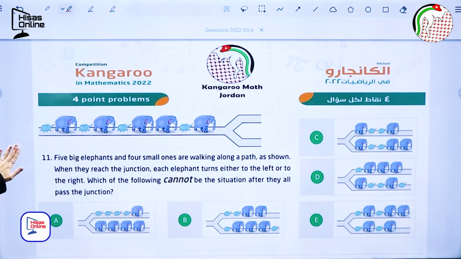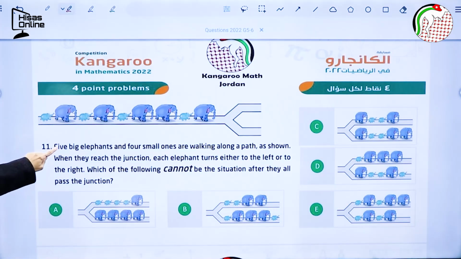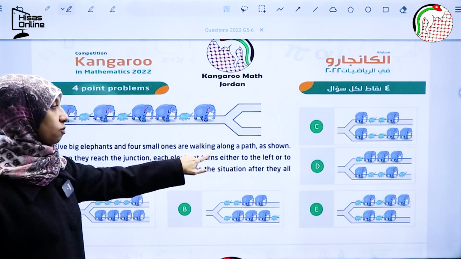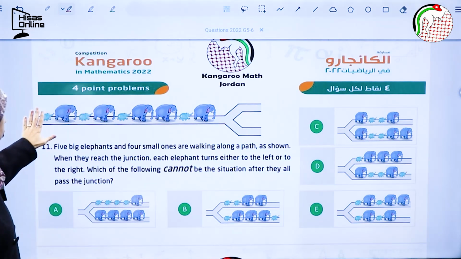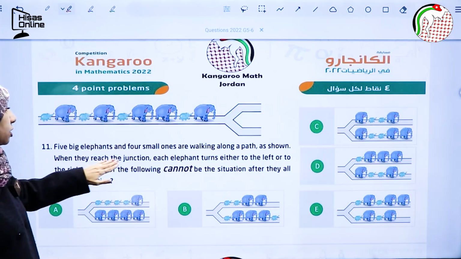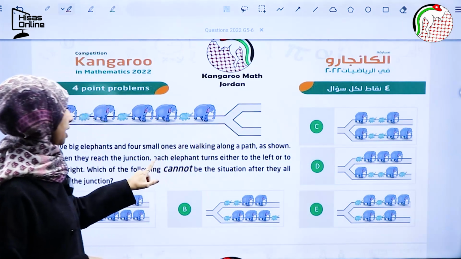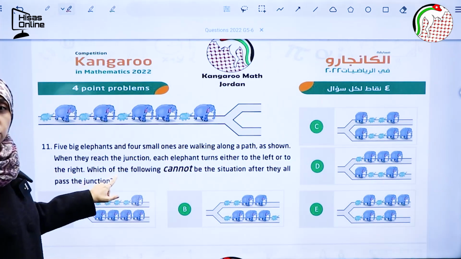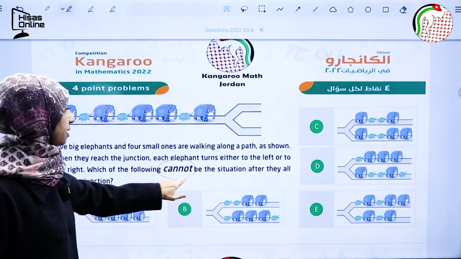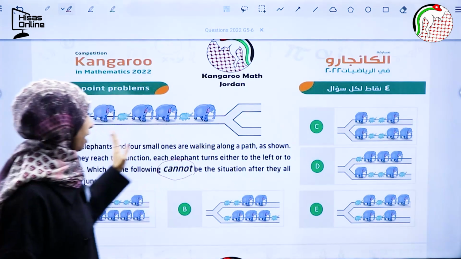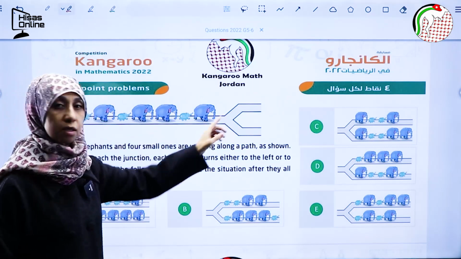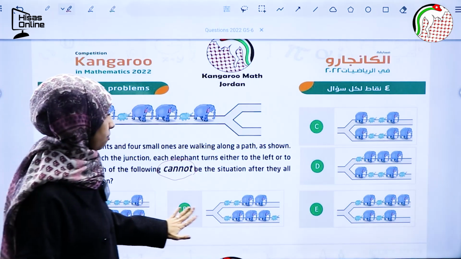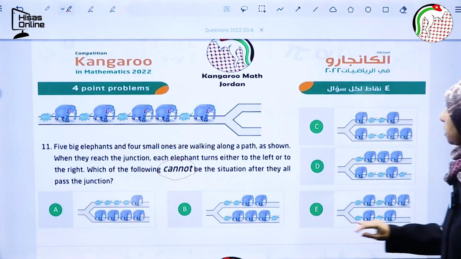Question 11 here. As you can see, we have 5 big elephants and 4 small ones walking along a path as shown in this picture. When they reach the junction here, each elephant turns either to the left or to the right. Which of the following cannot be the situation after they all pass this junction? Now, let's see the options. We have option A, B, C, D, and E.